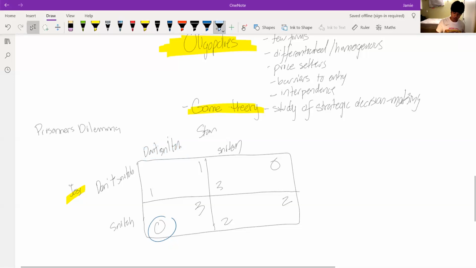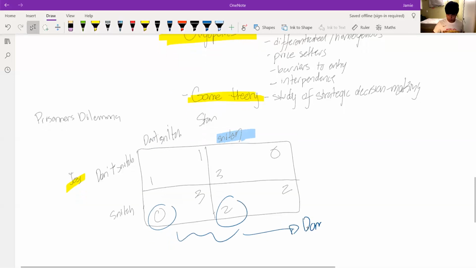Perfect. What if Stan snitches? What is Jess's best payoff? Well, it's either don't snitch or snitch. By snitching as well, she gets a lesser sentence. This move is called Jess's dominant strategy. It's a dominant strategy because she will play this move regardless of what the other person does.